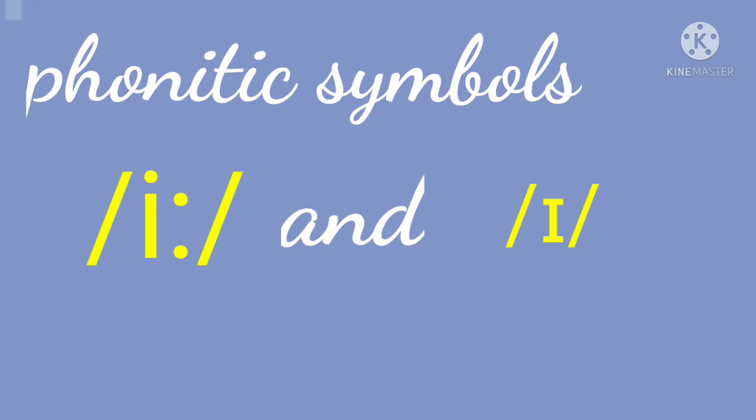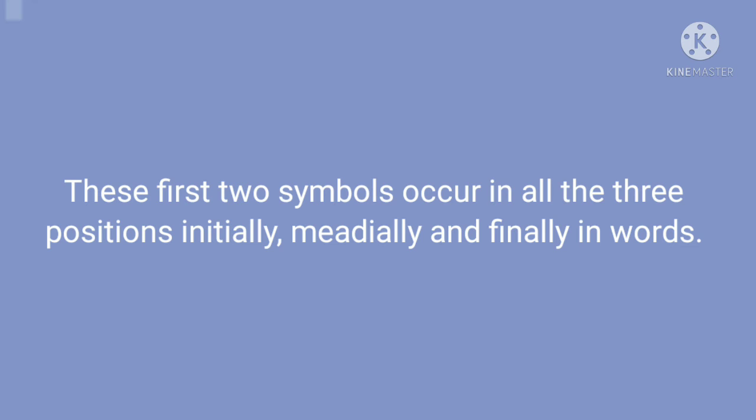The first: just draw a line, put a dot above it, put two dots after it, and put it between oblique lines. That is the first symbol, the symbol of the vowel sound /i:/. The second one: just draw a line, close it at the top and the bottom, put it between oblique lines. That is /ɪ/. These first two symbols occur in all three positions, initially, medially, and finally in words.